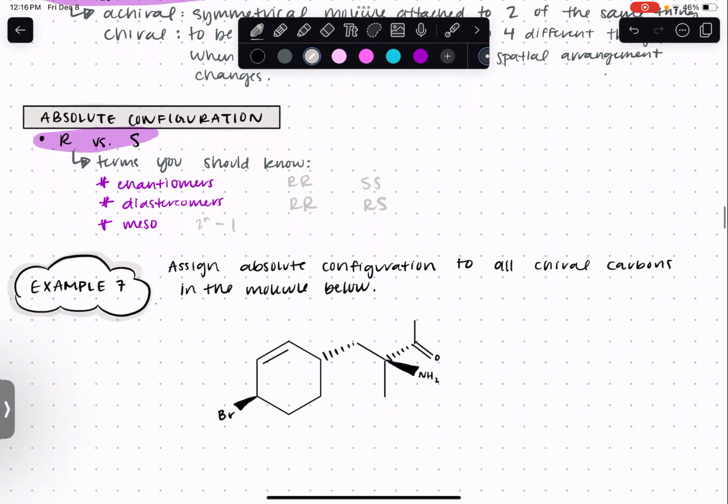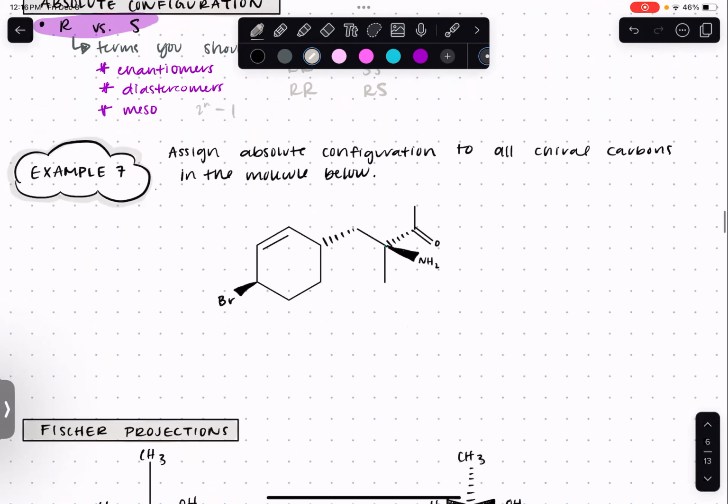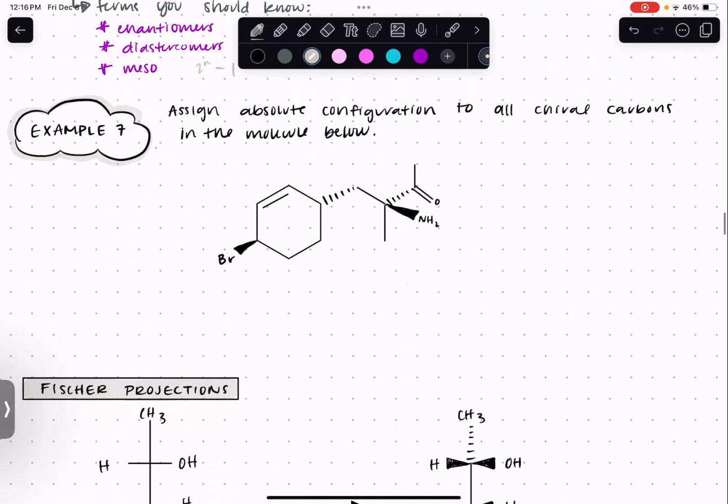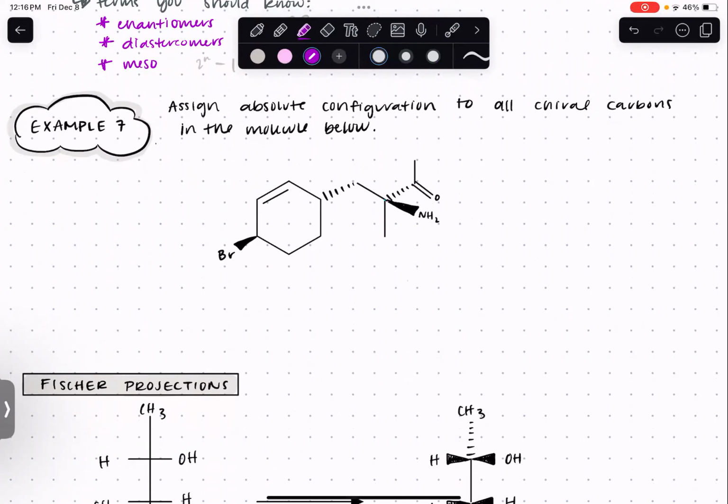Okay. So then example 7 says to assign absolute configuration to all chiral carbons in the molecule below. So first thing, obviously you need to figure out which carbons are chiral. And from what I see, this one's chiral, this one's chiral, and this one's chiral. So those are our 3 that we're going to be focusing on. And then if we look at this first one, all the way over to the left, we have a hydrogen going backwards, right? So that's going to be our 4 group.